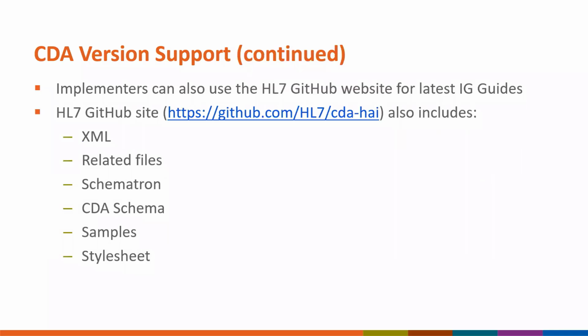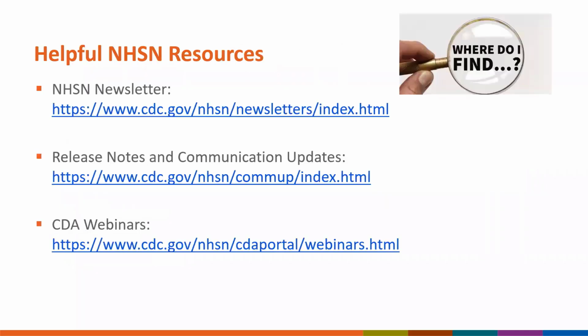Implementers can also use the HL7 GitHub website for the latest IG guides and get access to the XML, the related files, the schematrons, the CDA schemas, the samples, and the style sheet. This information can be found at the link provided on this slide. Next slide. A few more helpful resources may be found using the following links. The first one is the NHSN newsletter. The next one is the release notes and communication updates. And the last is the webinars, which is where the video of this webinar will be posted later in the year. Next slide.